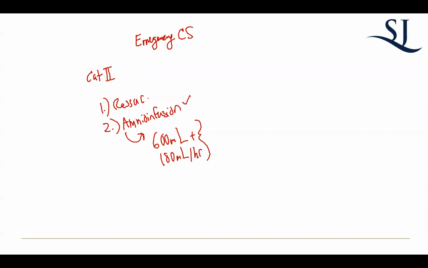So doing this will reduce your need for a stat section. Now, category 2 tracings don't require emergent delivery, but a persistent category 2 tracing is an indication for a cesarean delivery. It's your category 3 tracings which are your true emergencies requiring delivery.